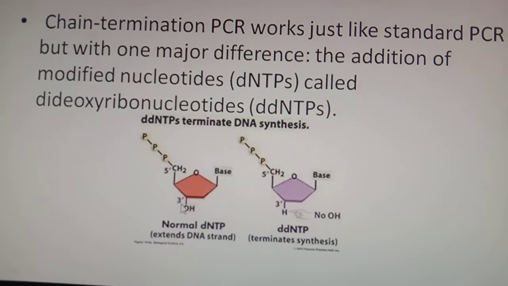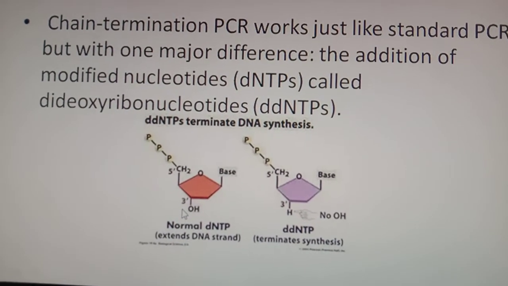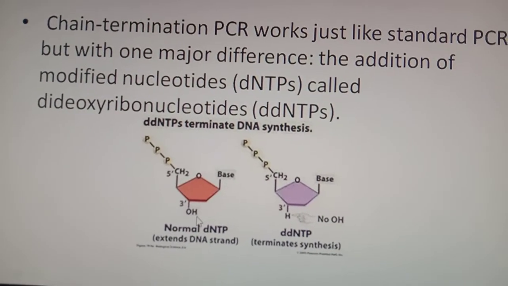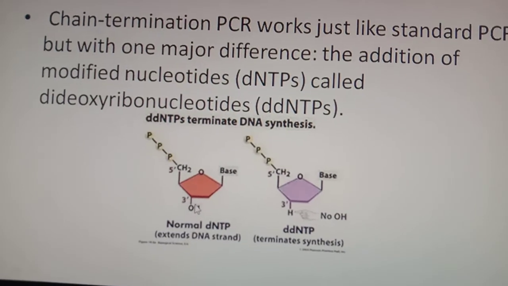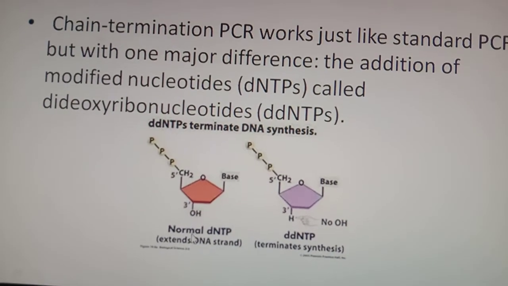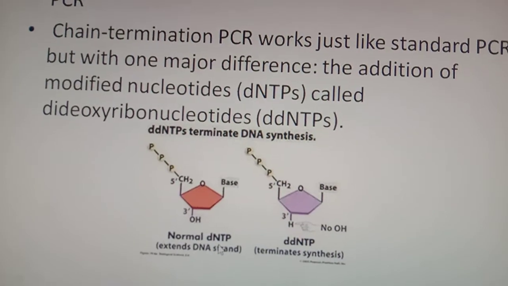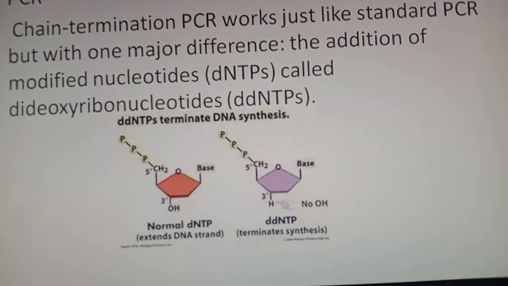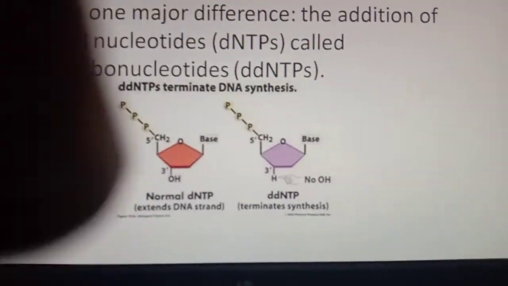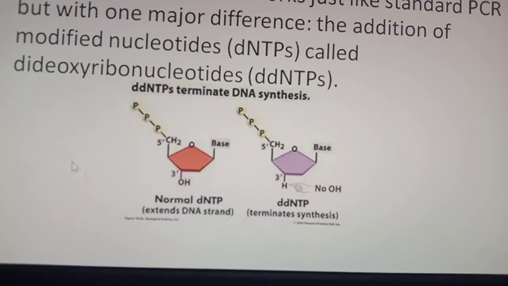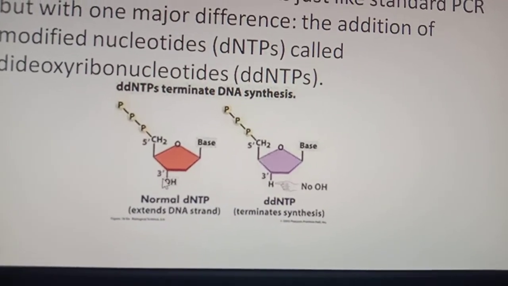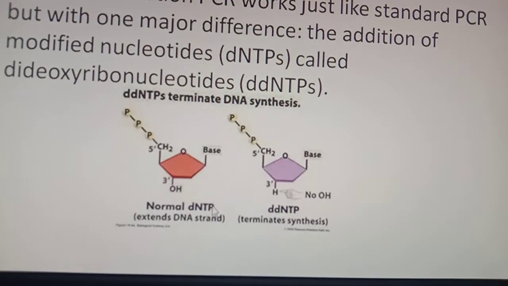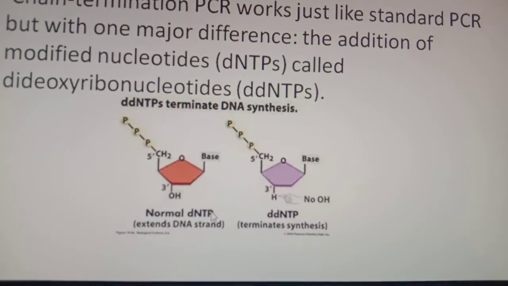You know the importance of this particular group, which we discussed in the PCR technique. Whenever a new nucleotide is added, this OH is linked to the phosphate group of another nucleotide, and thereby the chain extends. During chain extension, when the polymerase adds the dNTPs, it makes a phosphodiester linkage between the 3' hydroxyl group of one nucleotide and the phosphate group of another. Thereby it adds a new nucleotide.